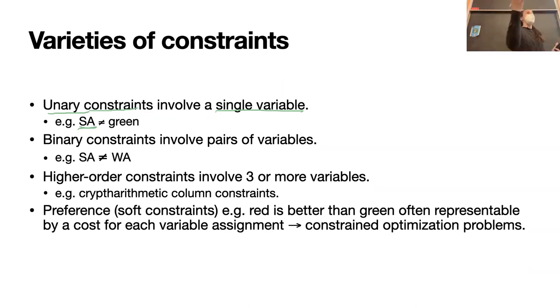We can also have what are called binary constraints. What does this do? This compares pairs of variables, so two variables. For example, South Australia is not going to be equal to West Australia. We can also have higher order constraints that involve three or more variables. This is what we saw in the cryptarithmetic, and those involve many different constraints. You can also have things like preferences, also known as soft constraints. For example, red is better than green. You can often represent these as different costs for variable assignments.